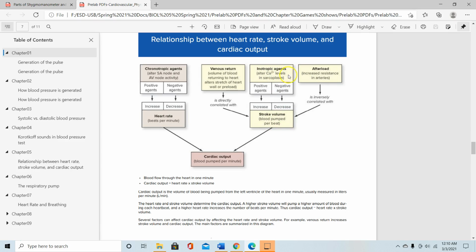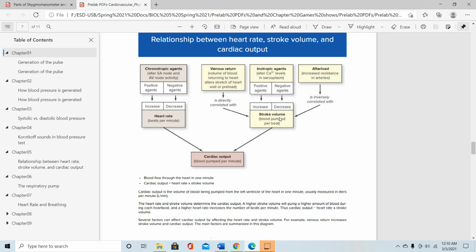Similarly, inotropic agents are the agents which increase calcium in the cardiac muscle cells, and they are also positive and negative. If they are increasing the calcium, they are positive agents that increase stroke volume, and if they are negative, they decrease stroke volume because they decrease the force of contraction.